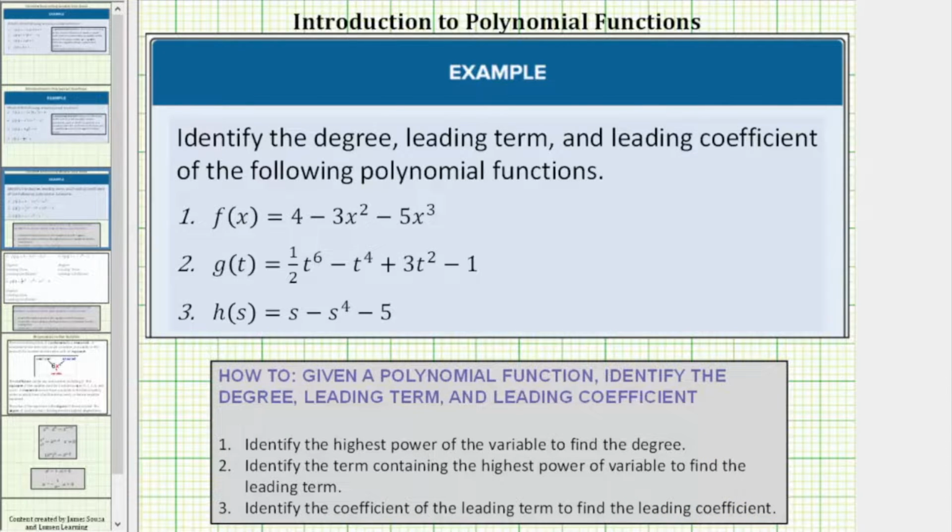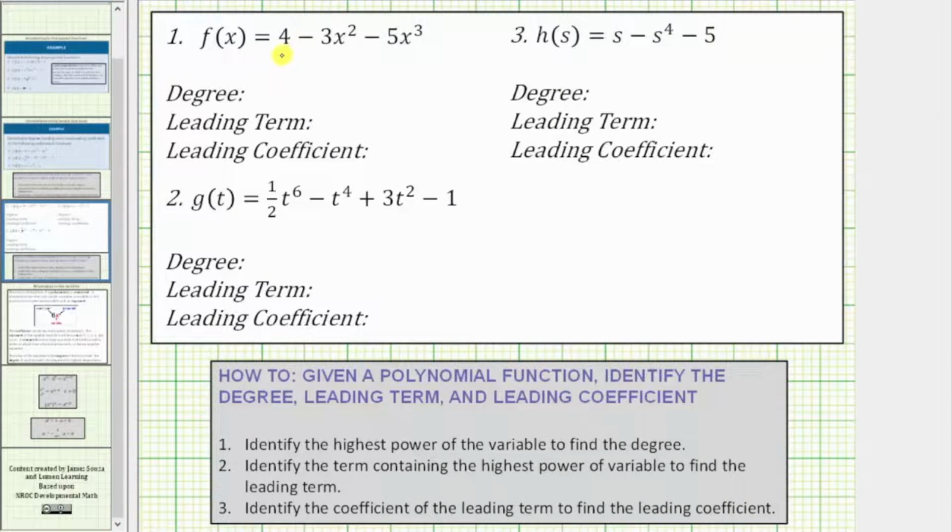So for number 1, we're given the function f of x equals 4 minus 3x squared minus 5x to the third. Let's begin by determining the degree of each term. The first term is 4. Any constant term has degree 0. The second term is negative 3x squared, which has degree 2, given by the exponent of 2 on the variable x. The third term is negative 5x cubed, which has degree 3, given by the exponent of 3 on the variable x.